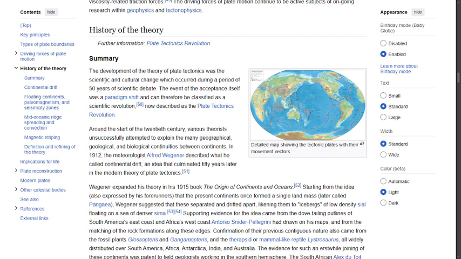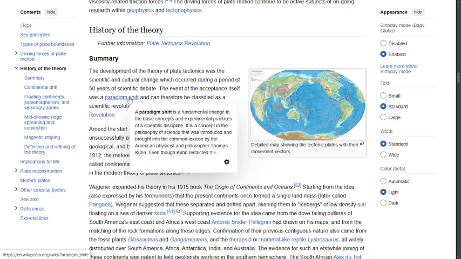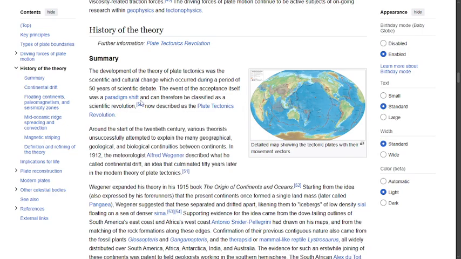Development of the theory occurred over a period of 50 years of scientific debate. The event was a paradigm shift, and therefore can be classified as a scientific revolution. Oh my days! I thought that was a geological term. Now described as the plate tectonics revolution.